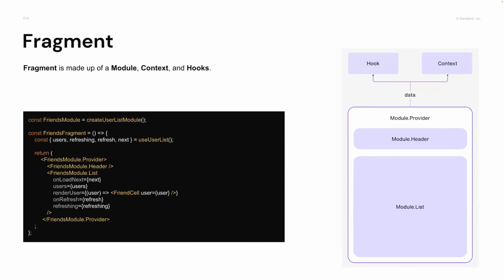A fragment is a single working screen created with module, context, and hooks. Fragment renders the screen and enables interaction by passing the data and API received through hooks to the module's components through contexts and props.